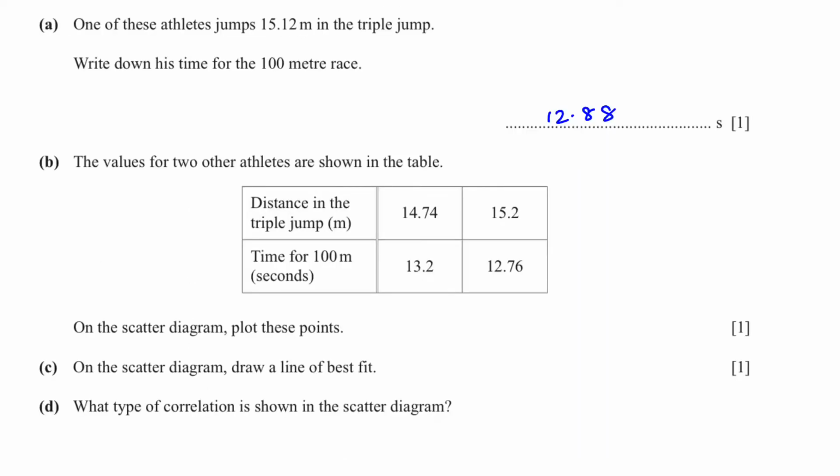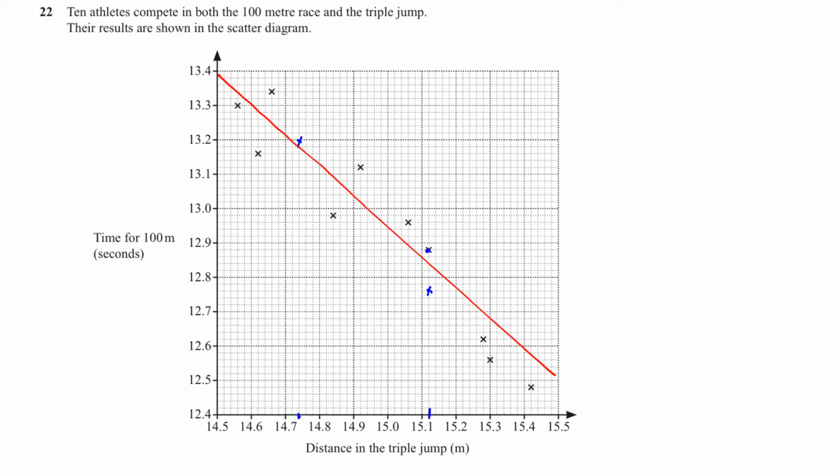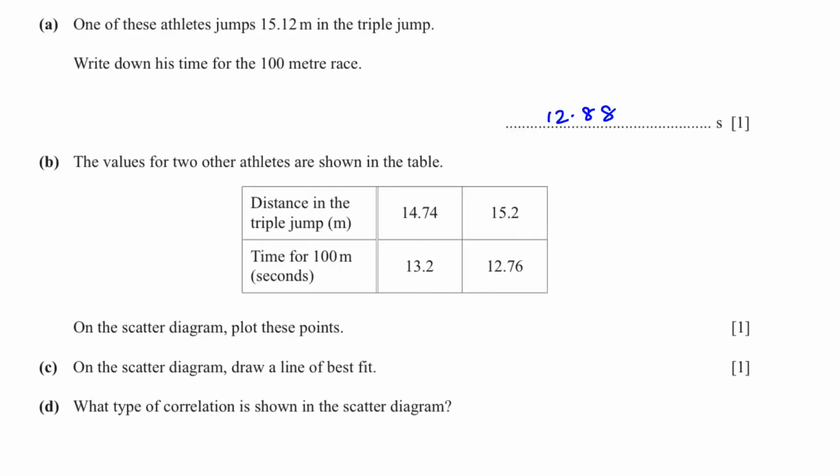Next question. What type of correlation is shown in the scatter diagram? You can see the points are going downwards. When they move downwards, the correlation is negative. If the points move upwards, the correlation is positive. And if they are totally scattered, there is no correlation. For this one, the correlation is negative.